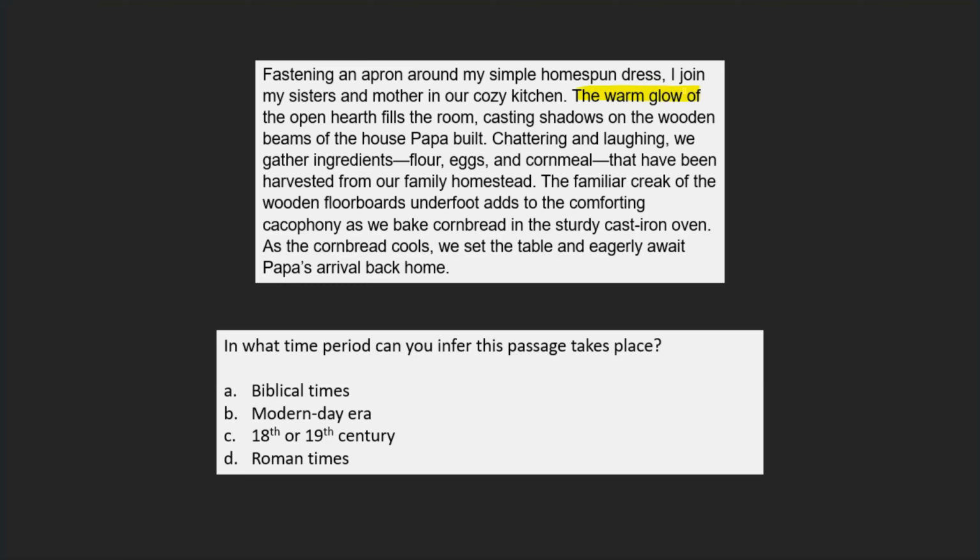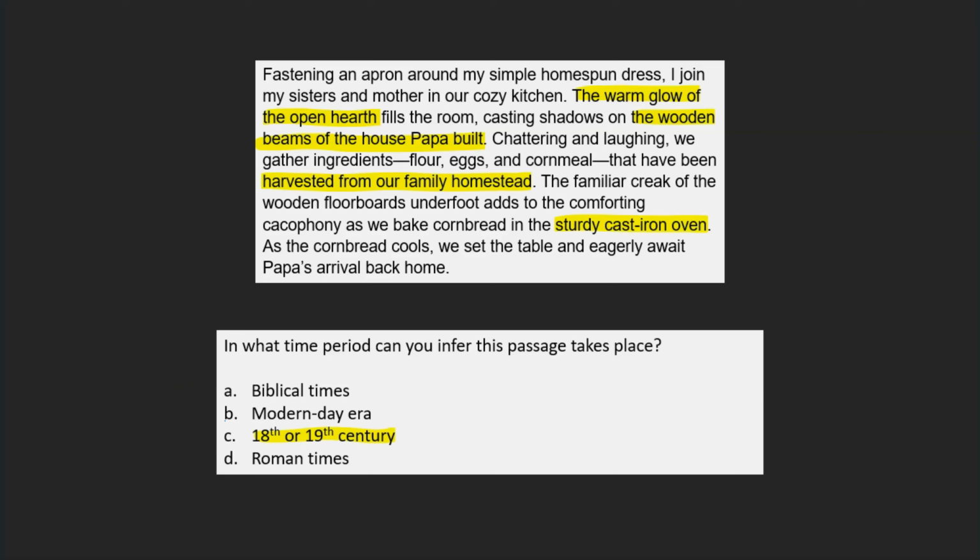Phrases like the warm glow of the open hearth, the wooden beams of the house Papa built, and sturdy cast iron oven imply a time when open hearths and traditional construction methods were common. Additionally, the mention of harvesting the ingredients from the family homestead, along with the use of the cast iron oven, align more with the agricultural and household practices of the 18th or 19th century, rather than the modern-day era or the ancient eras of biblical or Roman times.